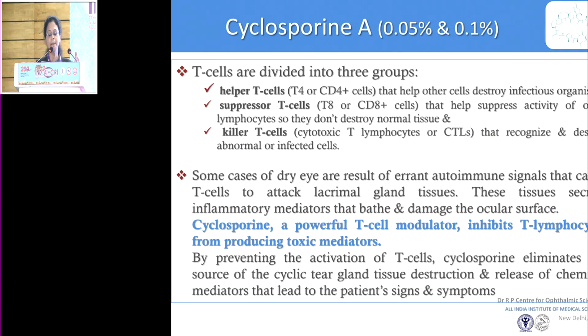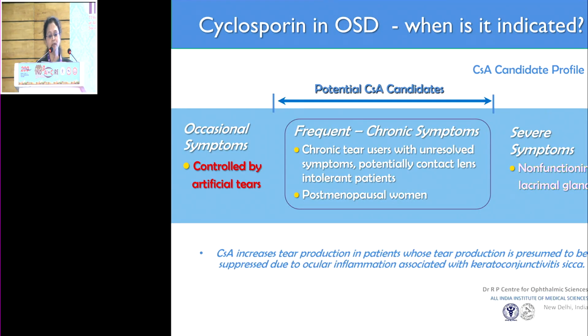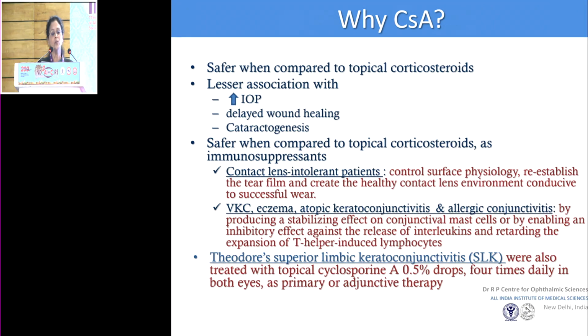That's when cyclosporin is going to be effective, by virtue of it being a powerful T-cell modulator, inhibiting T-cells and interleukin-2 release. So you have to understand that cyclosporin is not there for all patients, and this is the particular bracket of dry eye disease patients who are going to benefit. When there is a lacrimal gland disease, when there is a completely tear deficient disease, you're not going to have your cyclosporin working at all.